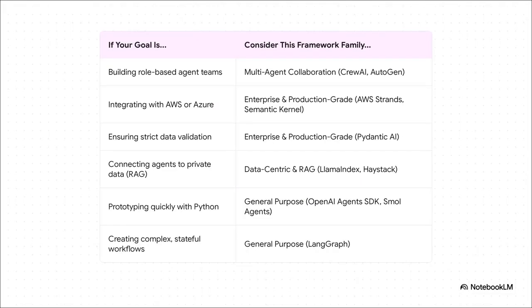If what you're doing is building a team of agents with specific roles, the multi-agent family, CrewAI, AutoGen, is the obvious choice. Do you need to plug into your company's existing AWS or Azure cloud? Well, then you look straight to the enterprise family, at something like AWS Strands. If the whole project lives or dies on connecting to a private knowledge base, the data-centric family with LlamaIndex or Haystack was built for exactly that. And if you just need to spin up a quick proof of concept in Python, the general-purpose family will get you there faster than anything else.